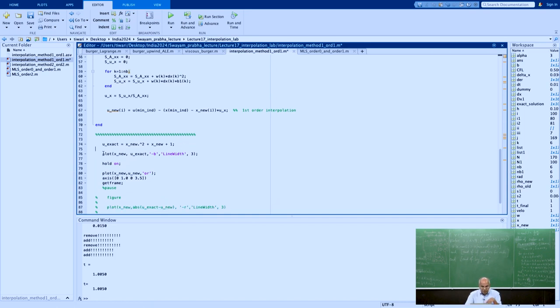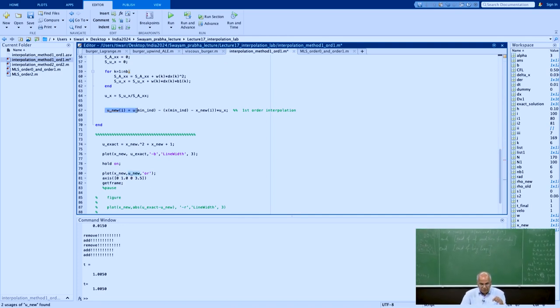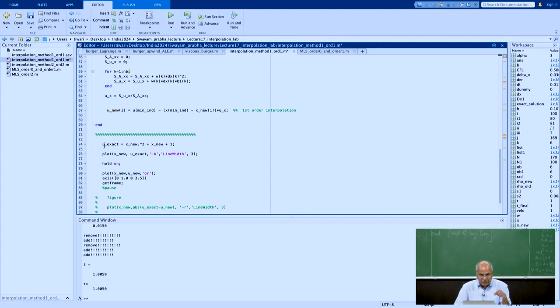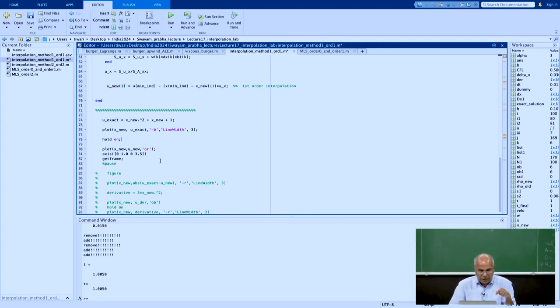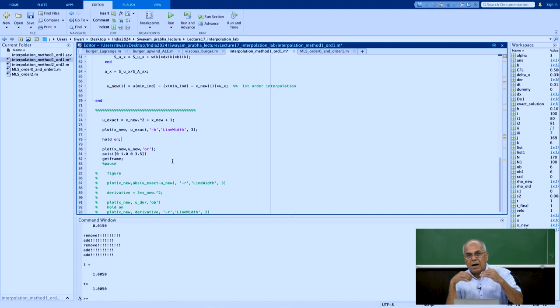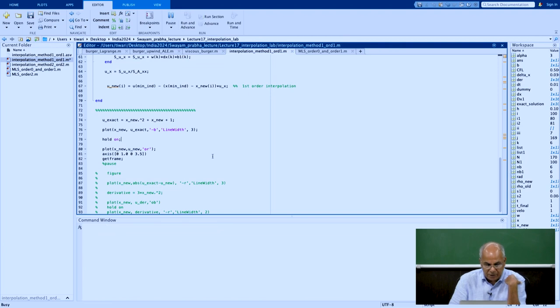And now we plot our exact value and numerical value here. The computed value is u_nu, which I have computed here, and u exact is defined. So let us see how our reconstructed function, how far it is from the exact solution. Now I am running the code.